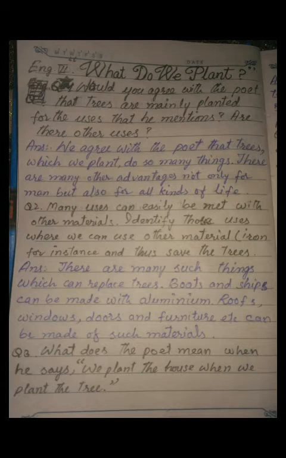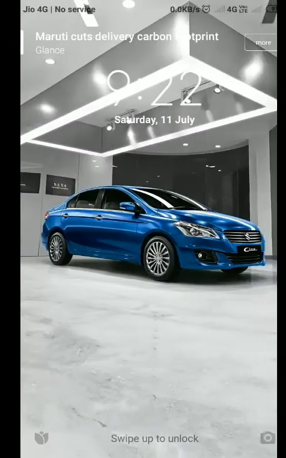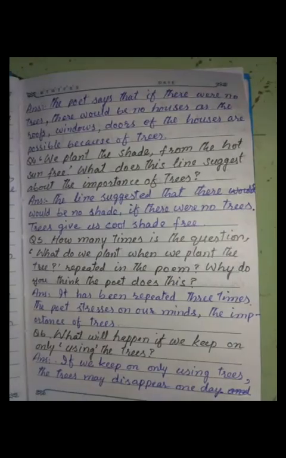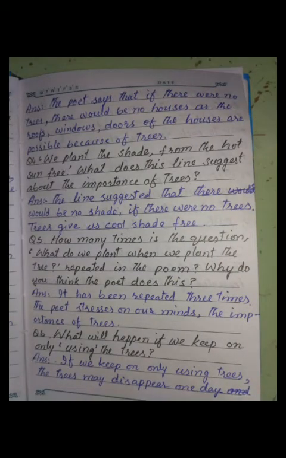Question number 3. What does the poet mean when he says we plant the house when we plant the tree? The poet says that if there were no trees, there would be no houses, as the roofs, windows, and doors of the houses are possible because of trees.